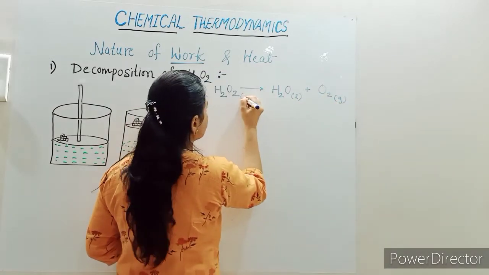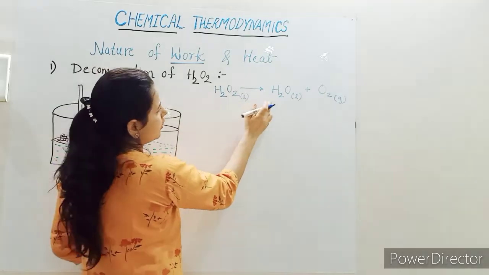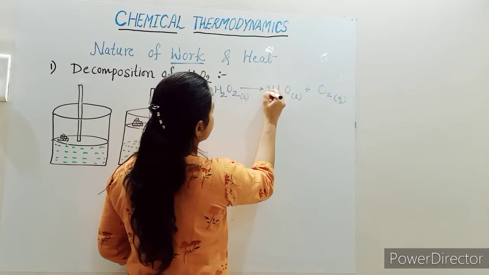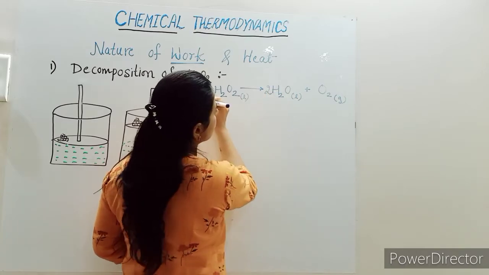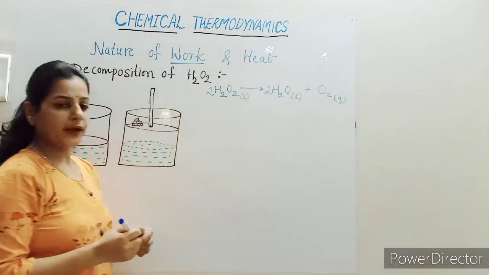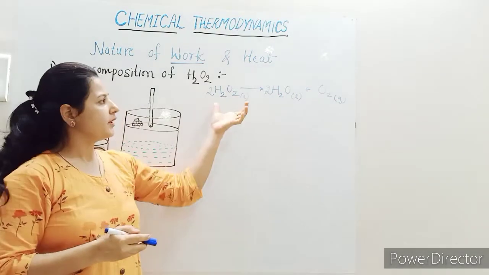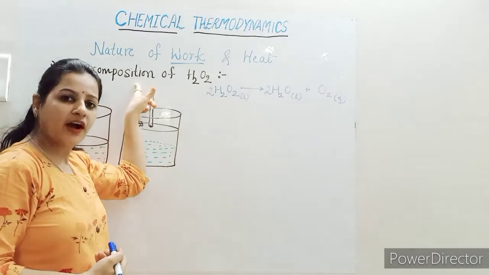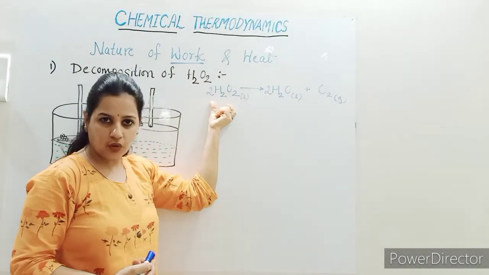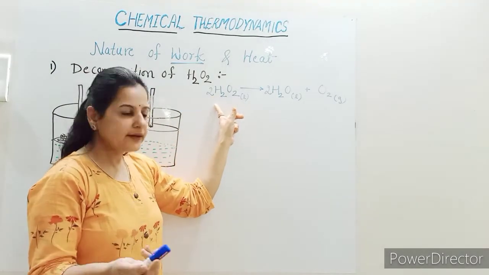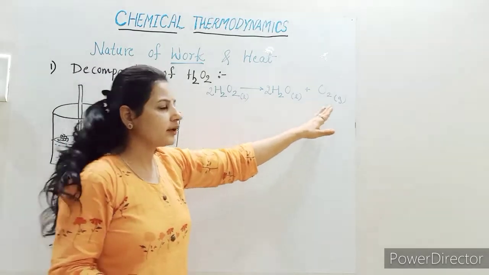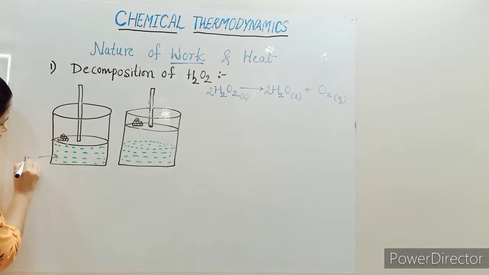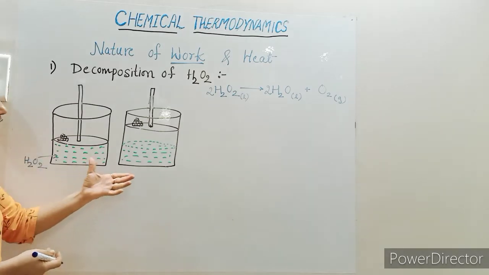This is also in the liquid state, H2O2. Now let us balance this reaction. 2 H2O2 gives 2 H2O and O2. Now this will be the reaction. If I am studying the decomposition of hydrogen peroxide, when this hydrogen peroxide reacts by itself, it gets converted into water and oxygen. Now suppose here I have taken H2O2. This is my system.